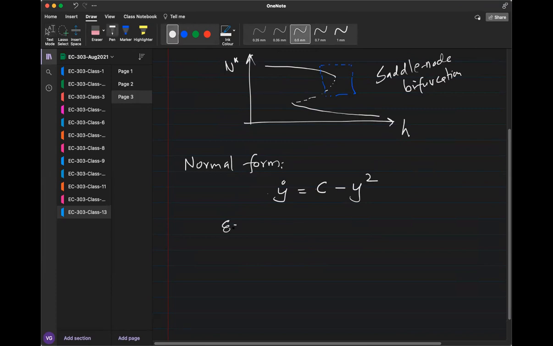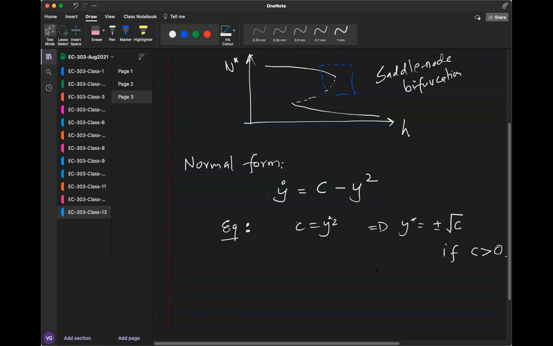So what are the equilibria for this? The equilibrium for this will be c equal to y star square. This implies that y star is equal to plus or minus square root of c. That means there are two roots, plus root c and minus root c, and that is valid only when c is greater than 0. What happens if c is less than 0? Are there any roots?